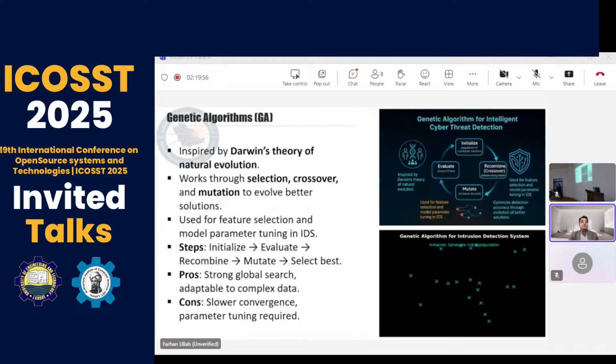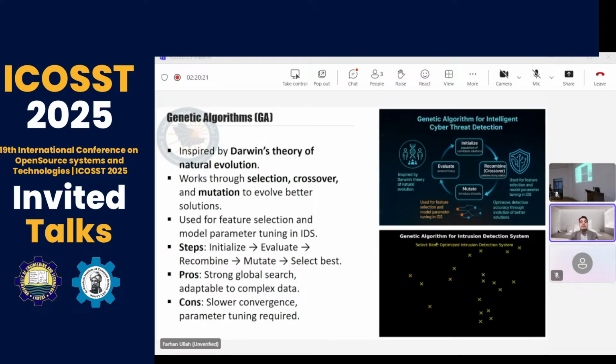Another is the genetic algorithm. It works on the basis of Darwin's theory of natural evolution. Basically, features go through selection, crossover, and mutation, and then we get the best feature selection. First we do initialization, then we assess the features, then we recombine and mutate, and then we go for the best feature selection.